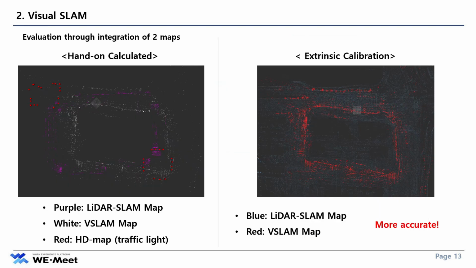The left image is a result of our previous hand-calculated method. You can see that it doesn't fit well. The right image shows a result based on LiDAR-camera extrinsic calibration results. You can see that it is more accurate. This confirmed the accuracy of both the extrinsic calibration and VSLAM.